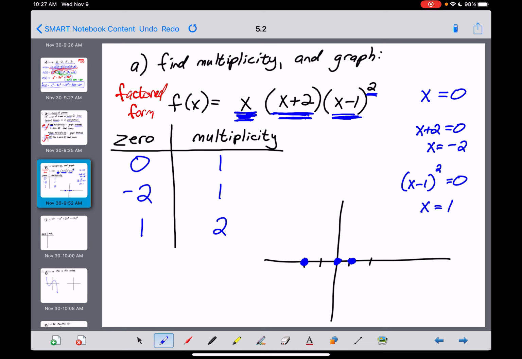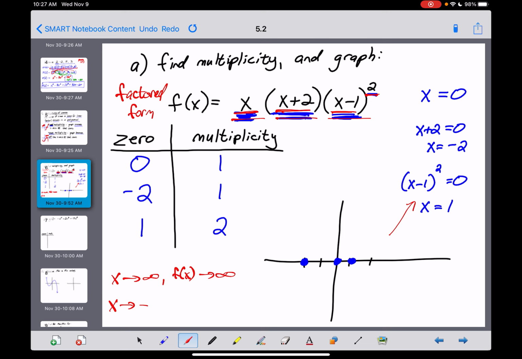Okay? Now, let's talk about end behavior real quick. As x approaches positive infinity, let's think about what y does. This number will be positive, this number will be positive, and this number will be positive squared. So this is positive times positive times positive. That means that y, or f of x, is positive. It's approaching positive infinity as well. So this graph goes up on the right.